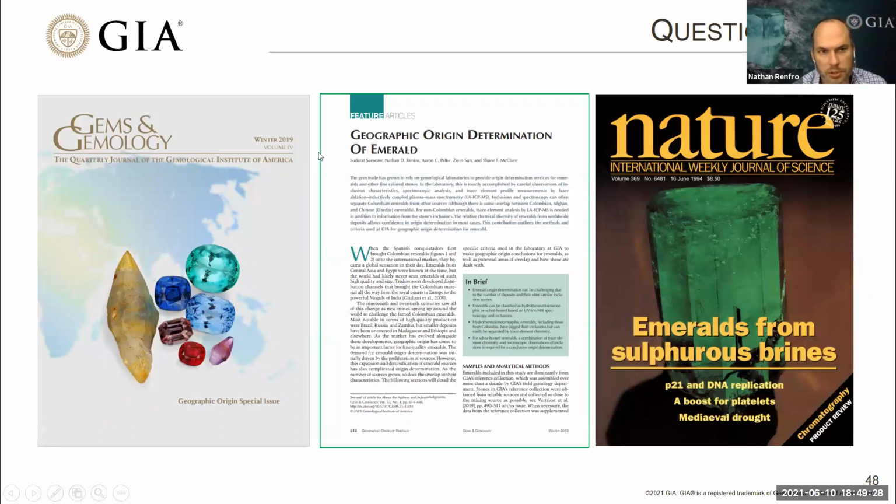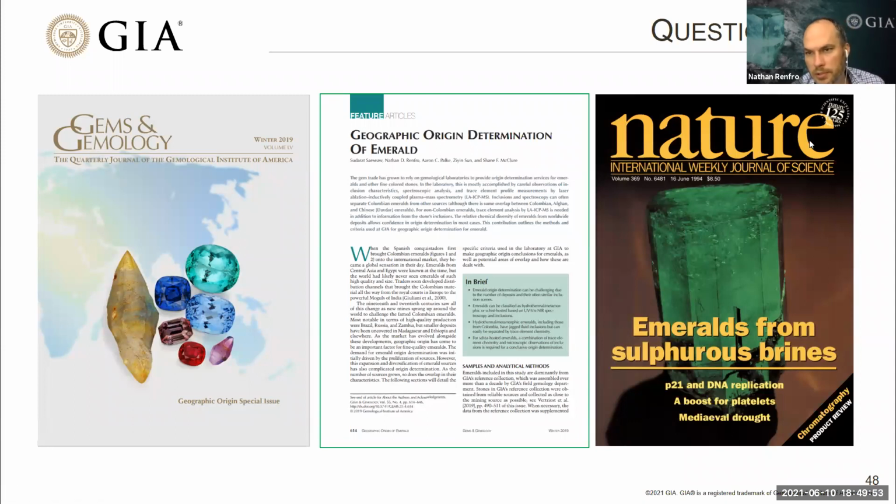Another important resource, as far as origin goes, is the quarterly journal that GIA produces called Gems & Gemology. The winter 2019 issue was a special edition on geographic origin specifically. In that issue, we covered geographic origin and analytical methods for several gem materials. Specifically, there's an article in there on the geographic origin determination of emerald.